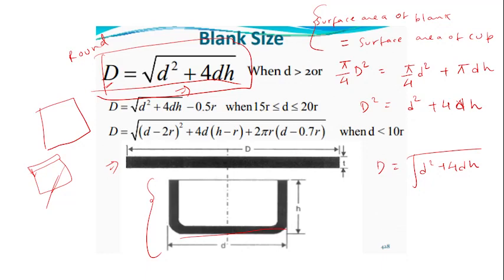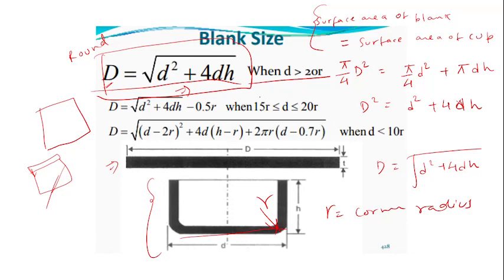Okay, one more thing which is written in this slide that we should discuss. This formula is applicable when D is greater than 20R. What is R here? R is your corner radius, which is this radius. In the corner also, we will provide some radius, which is called the corner radius. So suppose your corner radius follows this condition, that is D is greater than 20R. Then directly you can use this formula. Otherwise, if it is very small, then we don't have to consider it.